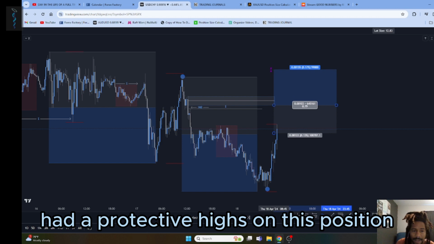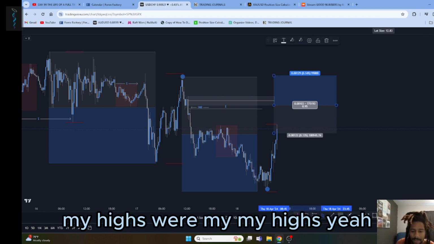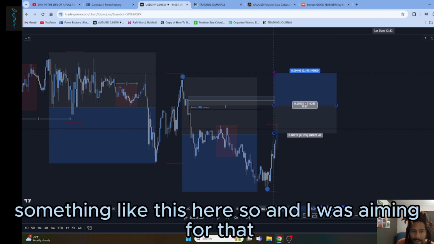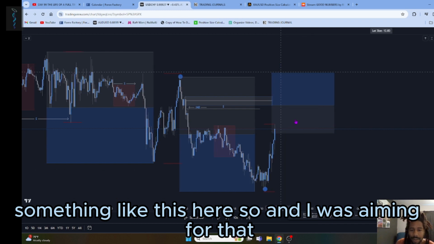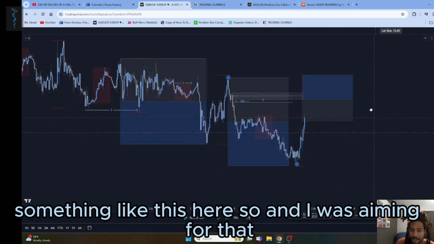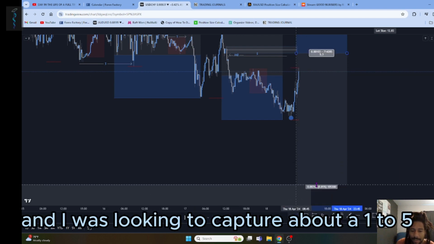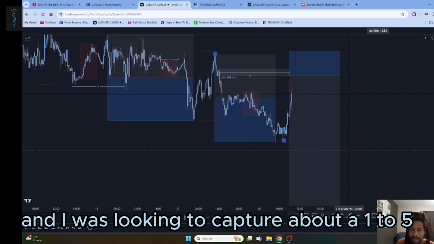Had a protective high on this position. My stop loss covered the high of this, something like this here. And I was aiming for that point of interest on the 4-hour time frame. So this is a very counter-trend setup, and I was looking to capture about a 1 to 5.